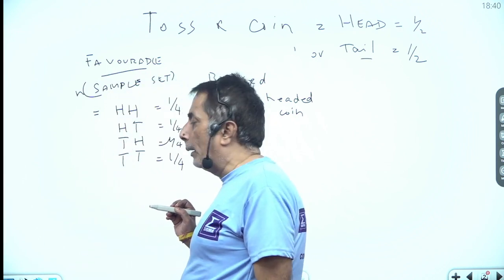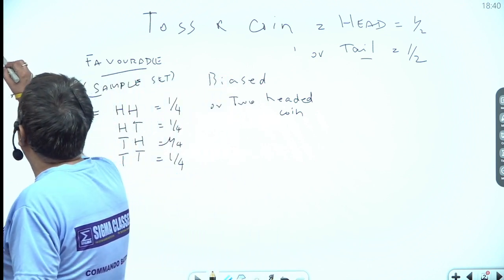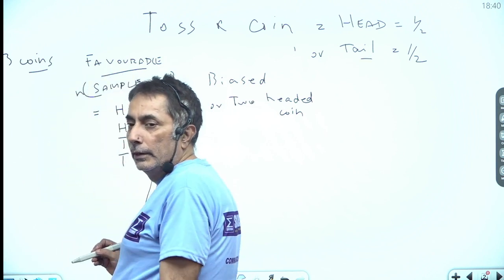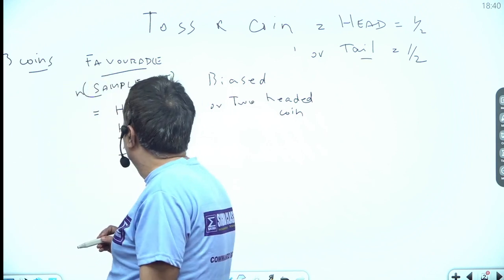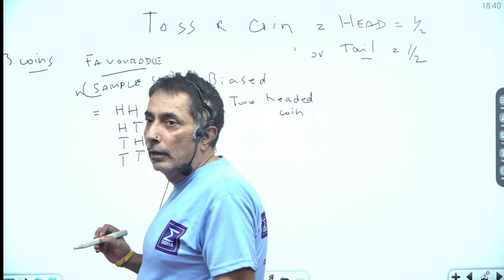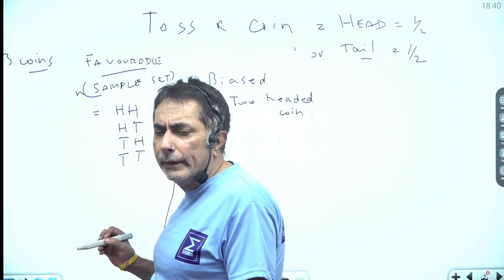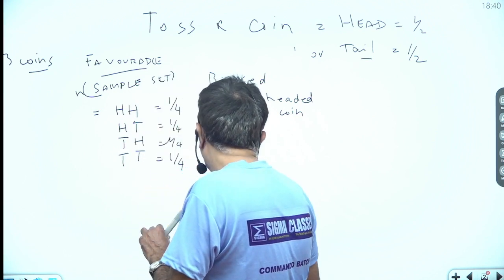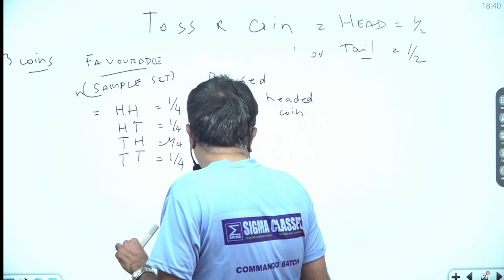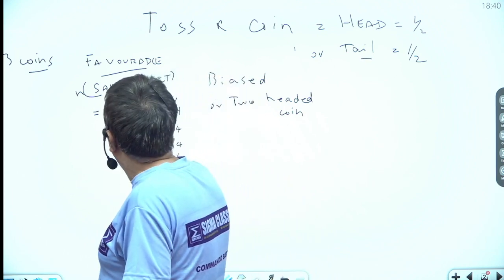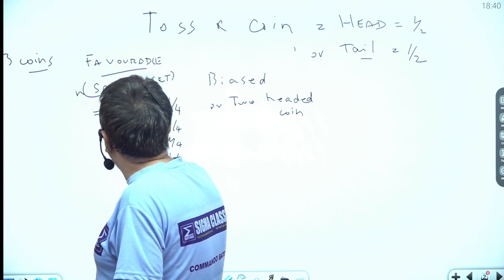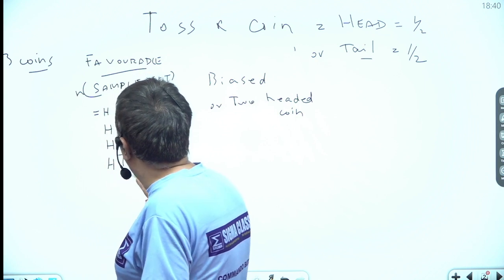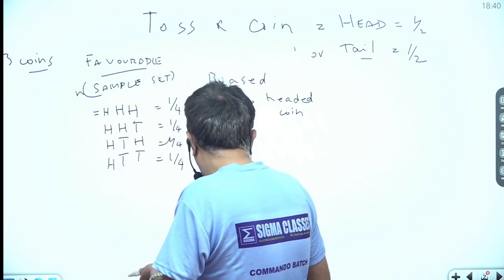Now, as long as you have two coins, this is the format. Now, supposing you have three coins, you are tossing the coin 3 times. Now, if you start making the sample set, it's not very difficult, but it's much more easy if you follow H, H, H, H.